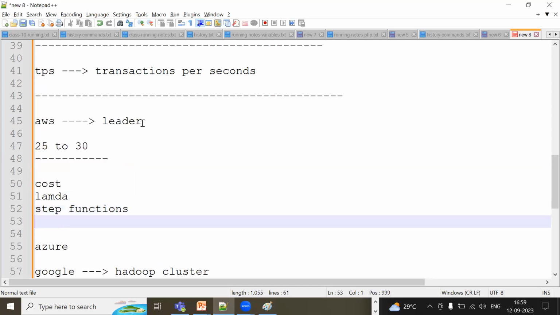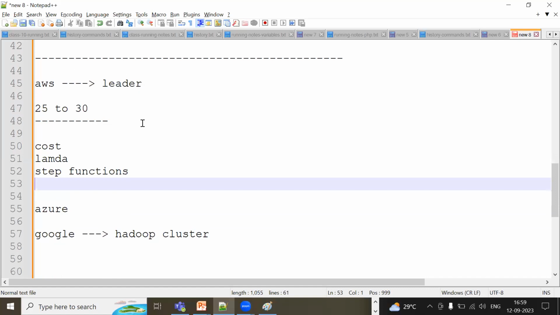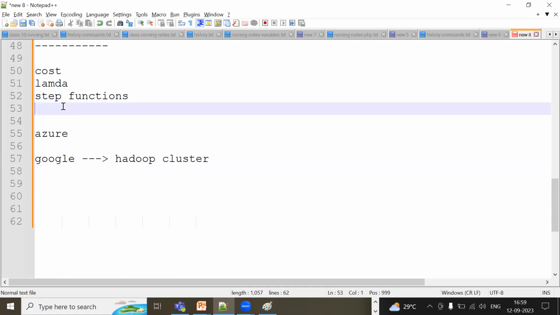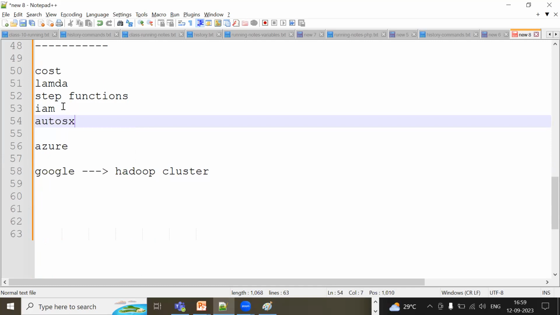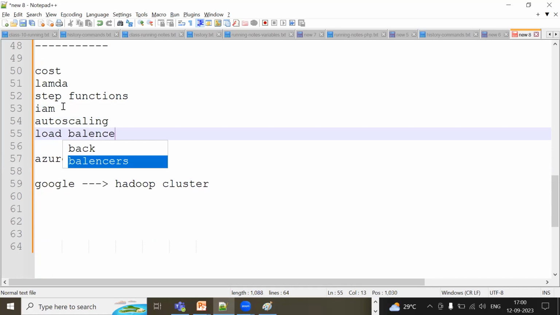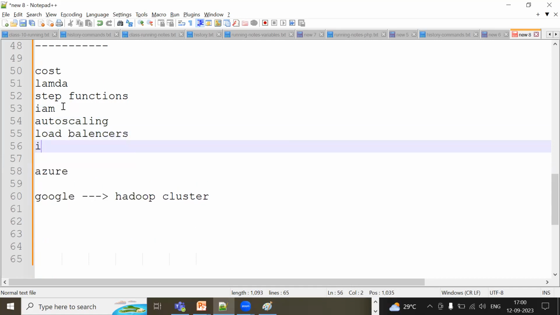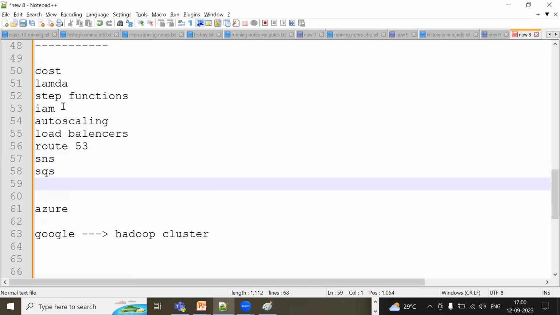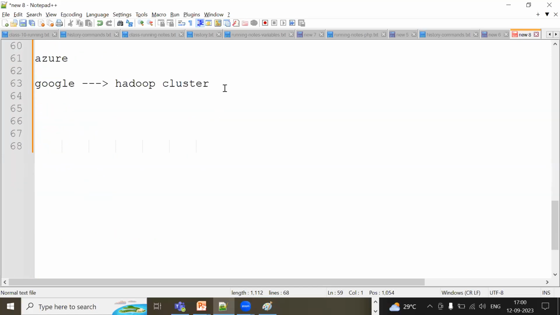So these are the unique services you need to know if you want to get the job. On an easier note, there are services like IAM, auto scaling, load balancer, Route 53, SNS, SQS. These are some of the services that everyone knows. So we'll try to understand some of the unique services.